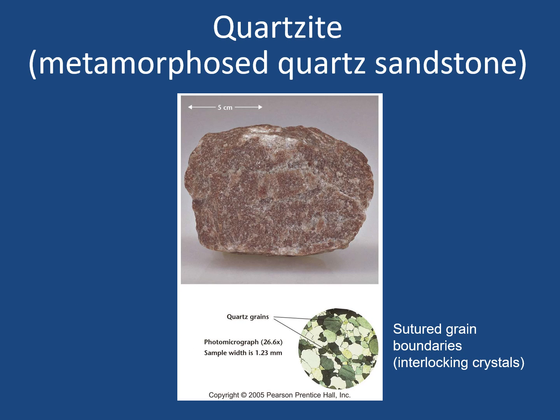Here's another example of metamorphosed quartz sandstone. That's called quartzite. You can kind of see here that quartzite has a visibly grainy texture. And again, in this case, the quartz sandstone would be the protolith.